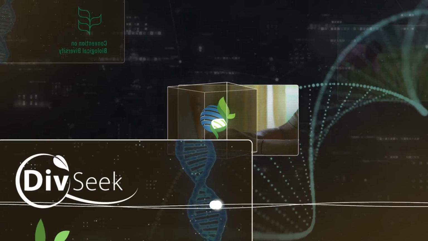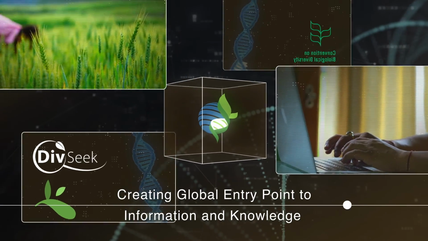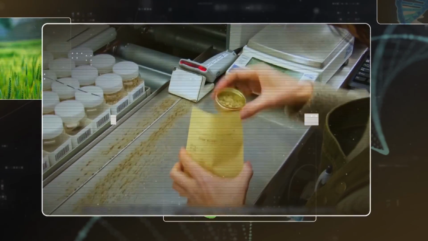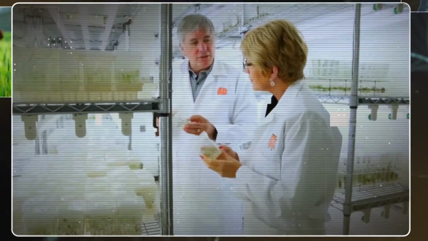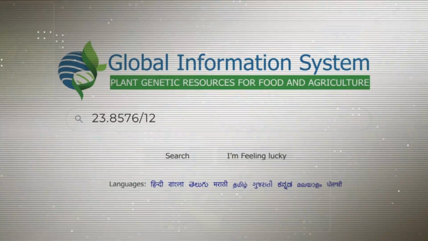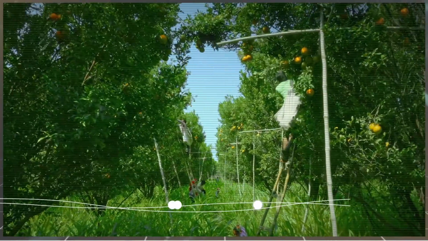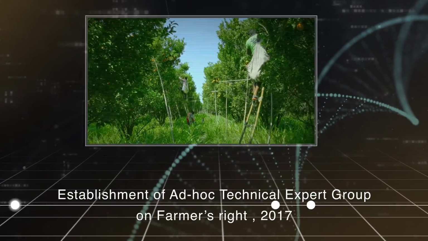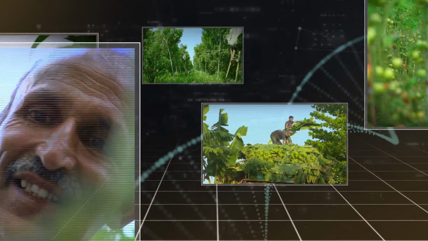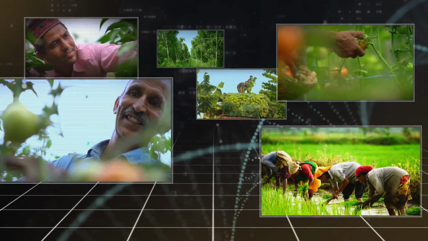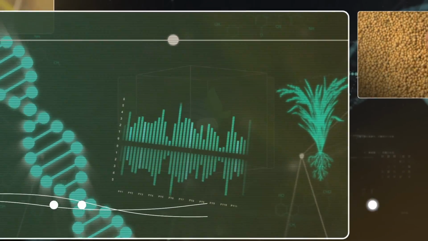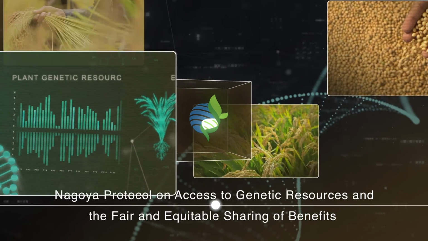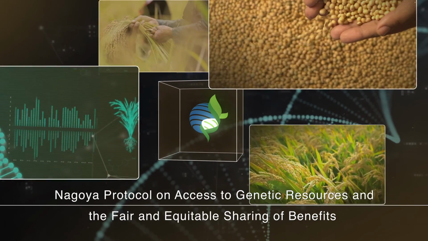Establishment of a global information system to provide easy access to genetic materials to farmers, breeders, and the scientists. Recognition of the immense contribution of farmers in generating diversity in crops. Assurance of benefit sharing from the recipients using genetic materials.